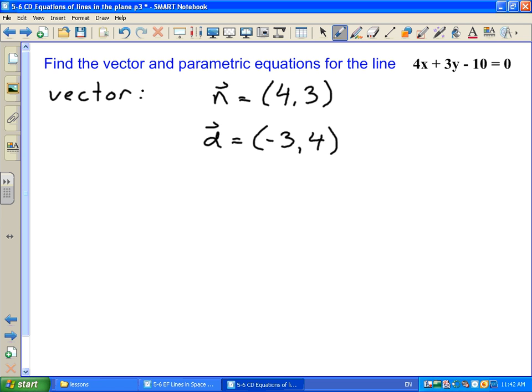That's our direction vector. Now all we need is a point that we know is on the line here. So let's just say that's what we're going after. Need a point on the line. Well, we've got this equation, 4x plus 3y minus 10 equals 0. How can we find the coordinates of at least one point that is on this line?